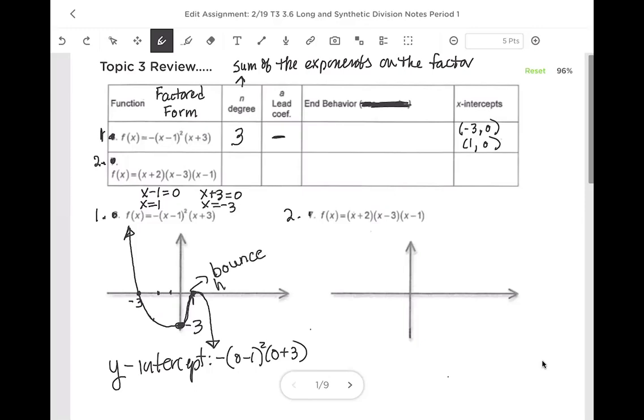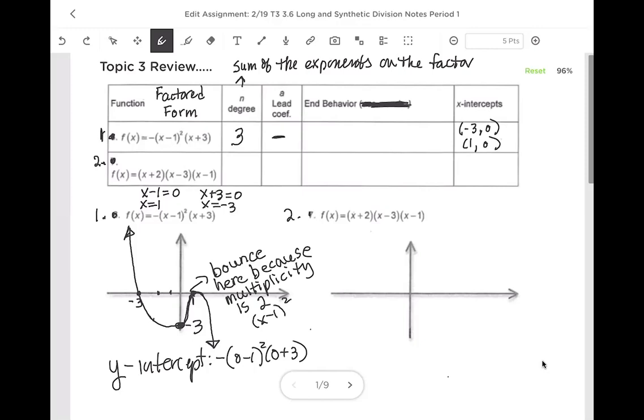So we bounce here because, and then here we go, multiplicity is 2. What do I mean multiplicity? Multiplicity is the degree of the factor. So that factor x minus 1 squared, right? That's x minus 1 squared, has a degree of 2.